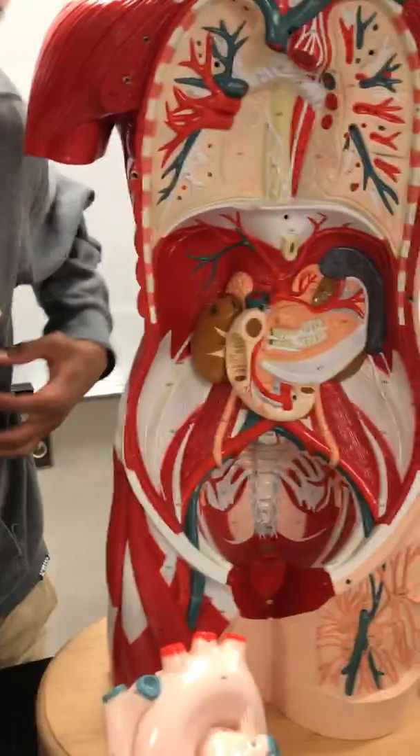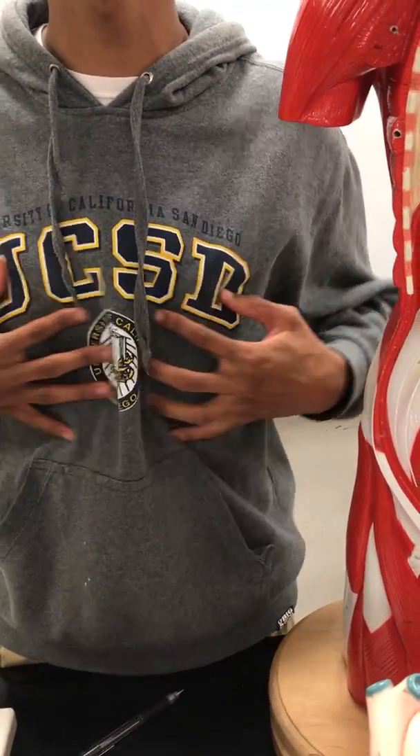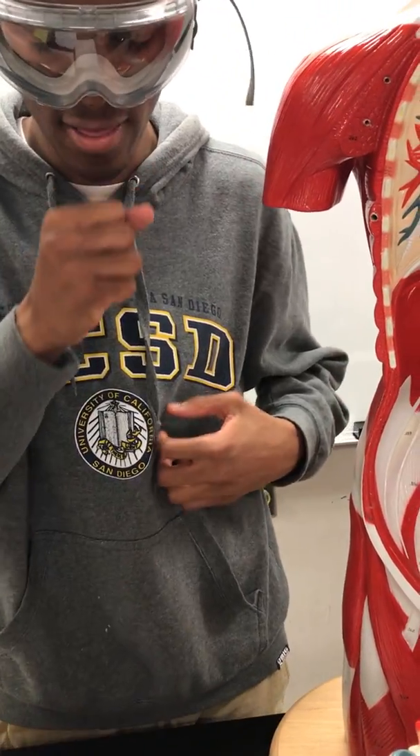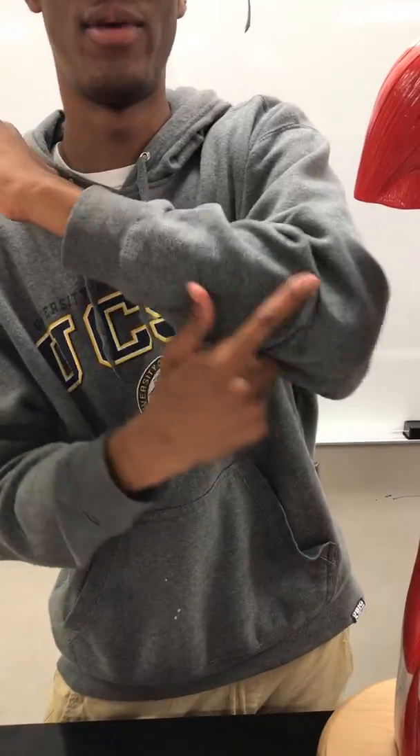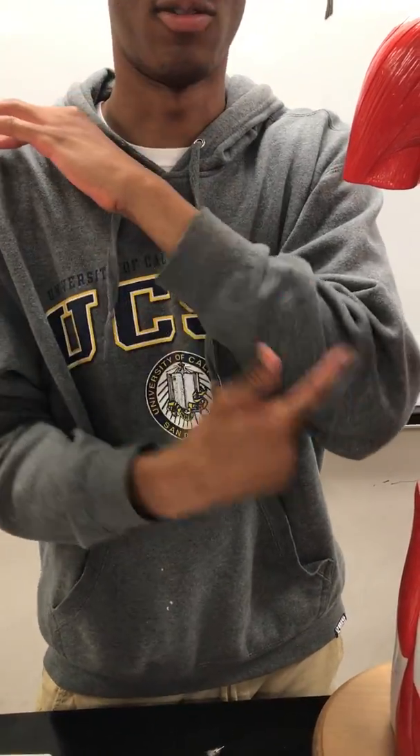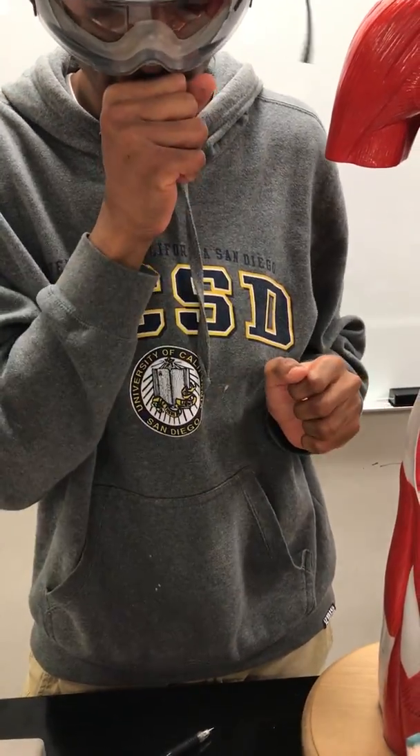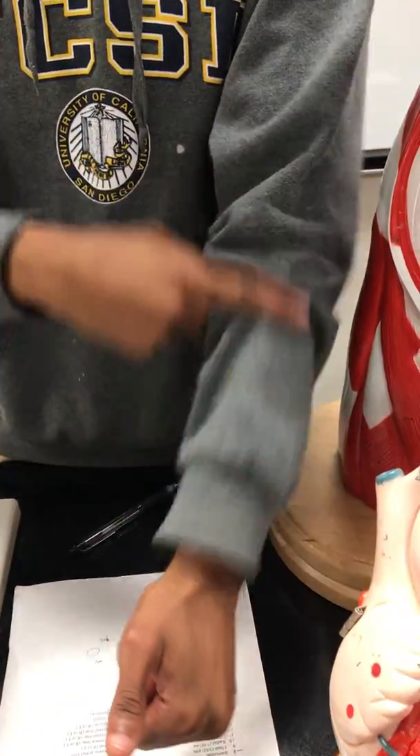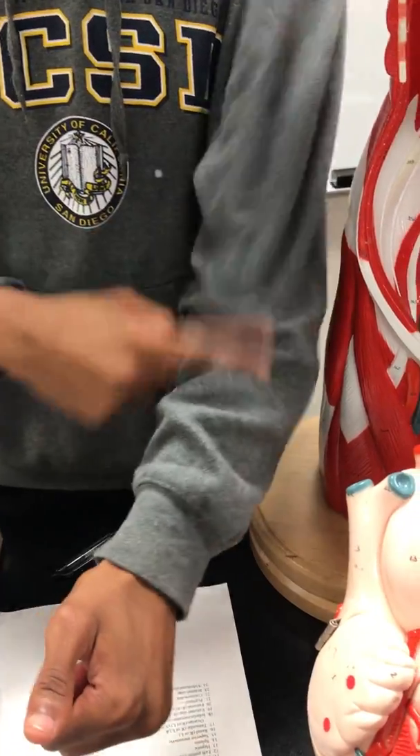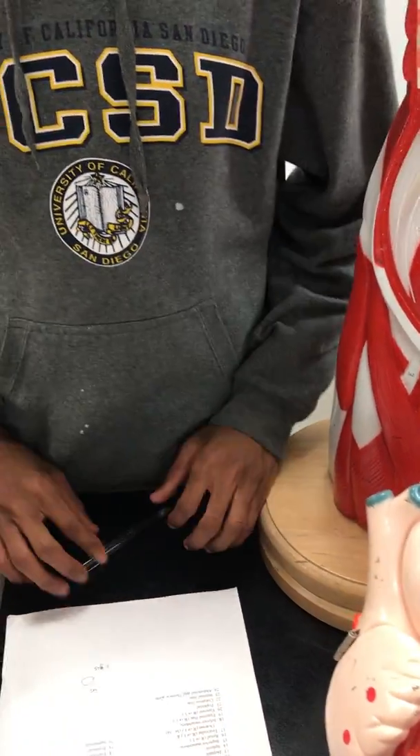Intercostal arteries. They're not on the models, kind of, but they're in between the ribs. So intercostal, in between your ribs. And then your ulnar arteries run across your pinky, your ulna. And then your radial arteries run across your thumb, your radial.